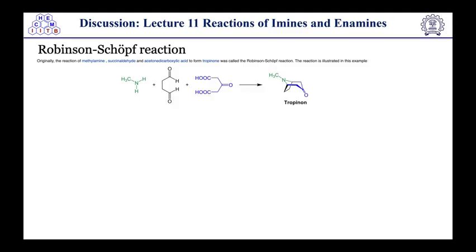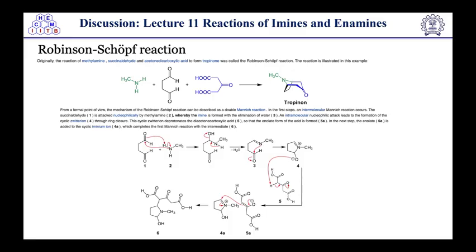So we'll discuss the mechanism here. From a formal point of view, the mechanism is given here. This is nothing but a double Mannich reaction. We have already discussed the Mannich reaction in previous classes, right? So here we will discuss the Robinson-Schopf reaction, which is nothing but a double Mannich reaction. We'll start the reaction with succinaldehyde. This intermediate is known as succinaldehyde.